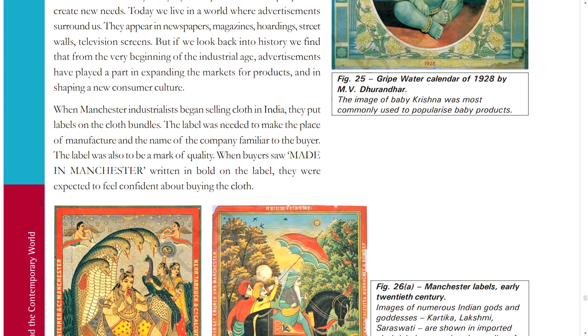When Manchester industrialists began selling cloth in India, they put labels on the cloth bundles. The label was needed to make the place of manufacture and name of the company familiar to the buyer. The label was also to be a mark of quality. When buyers saw "Made in Manchester" written in bold on the label, they were expected to feel confident about buying the cloth.